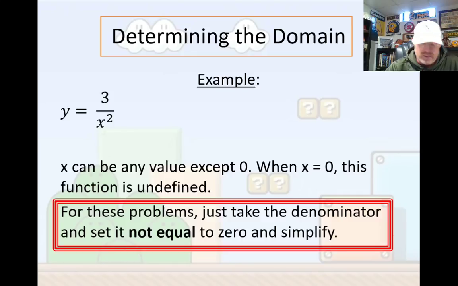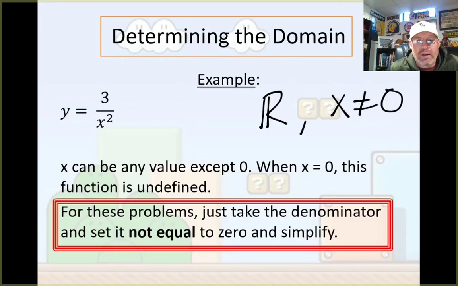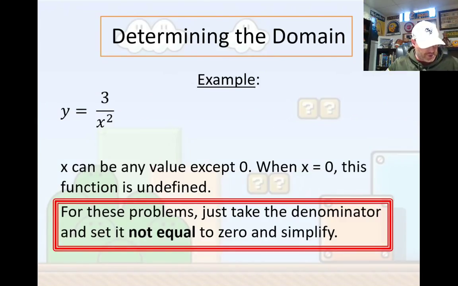All right, so our domain, if we're writing our domain, we would write all the reals such that x does not equal 0. And to be honest with you, this part, the reals, that doesn't bother me so much. This is more of what I'm looking for. So if you include the real symbol, fine. If you don't, it doesn't matter to me. It may be different for other teachers, so don't take that as gospel, but know what your teachers are expecting from you.